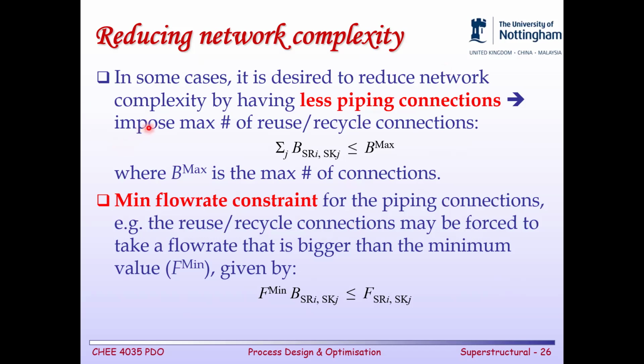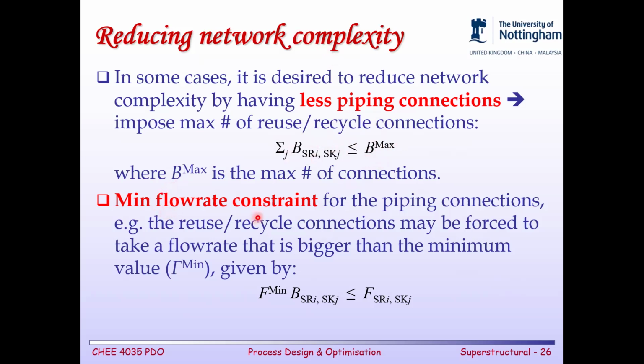If you're done with that, we can proceed to the next section, which is reducing network complexity. For example, if you want to have fewer piping connections, you may impose a maximum number of connections. Say for example, you want to limit the connections to 3. So this would be 3. I will assign it to 3.